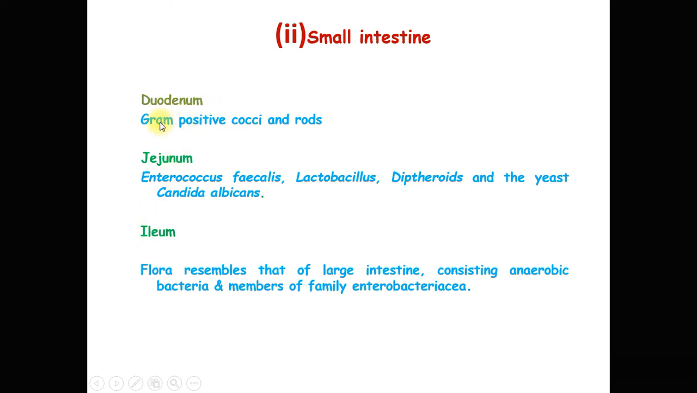The duodenum also has less flora because of the effect of the gastric HCl, bile juices and the pancreatic juices. Still, there are some gram-positive cocci and rods present in the duodenum. In the case of the jejunum, the flora consists of Enterococcus faecalis, Lactobacillus, diphtheroids and the yeast Candida albicans. The flora of the ileum resembles that of the large intestine, consisting of anaerobic bacteria and members of the family Enterobacteriaceae.